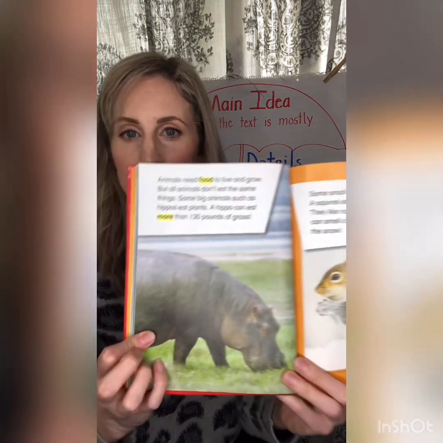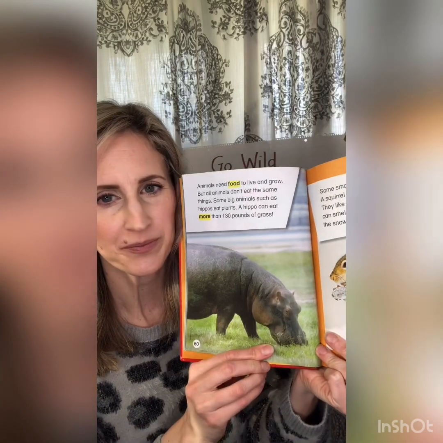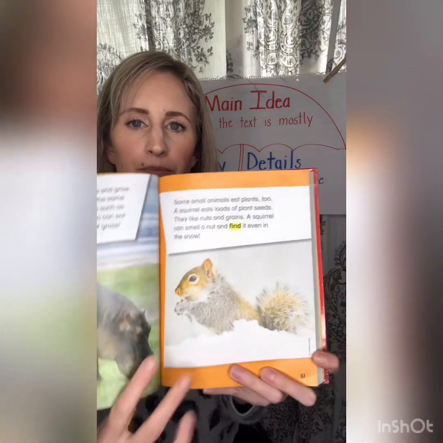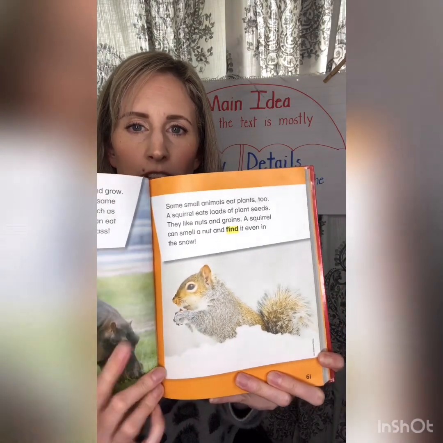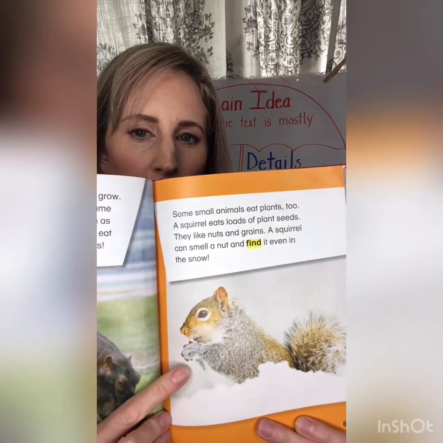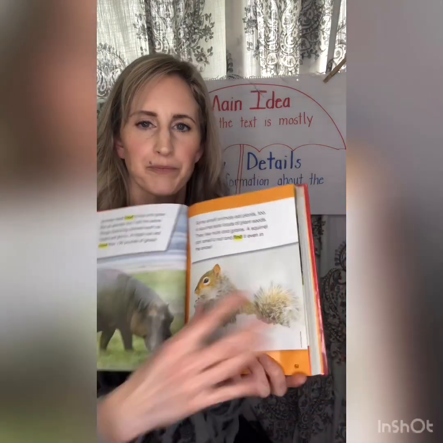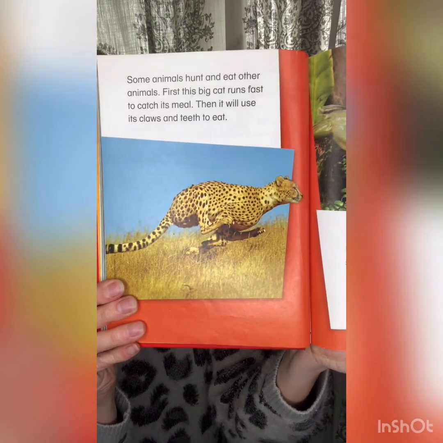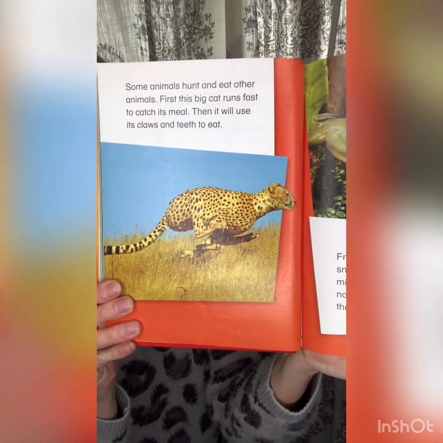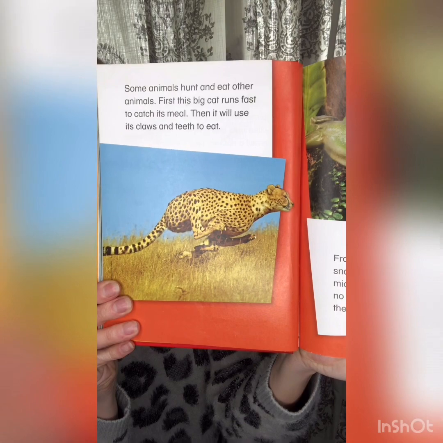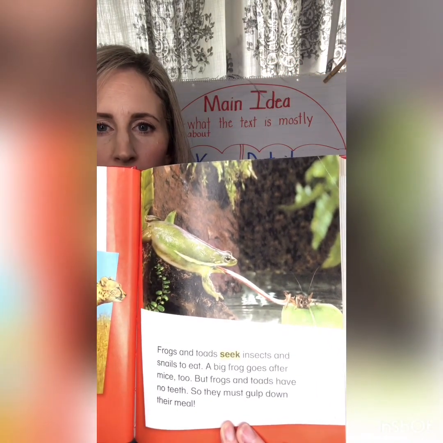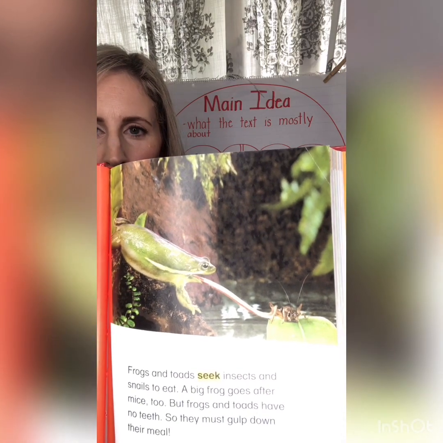So here we see, what's this animal, boys and girls? Here we have a hippopotamus, and look what it's doing. It's eating grass. And next we see a squirrel. Do you see something in that squirrel's paws? What big cat do we call this? If you said cheetah, you are right. Look at it running real fast. Next, we see a frog. And look what that frog's doing with its long tongue.